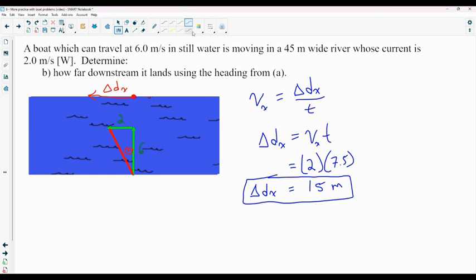Now this would be a good answer, but you may have noticed, hey, Mr. Roy, this needs a direction to it, right? Because we didn't say the direction. So we're going to add that, and we're going to say our direction is downstream.